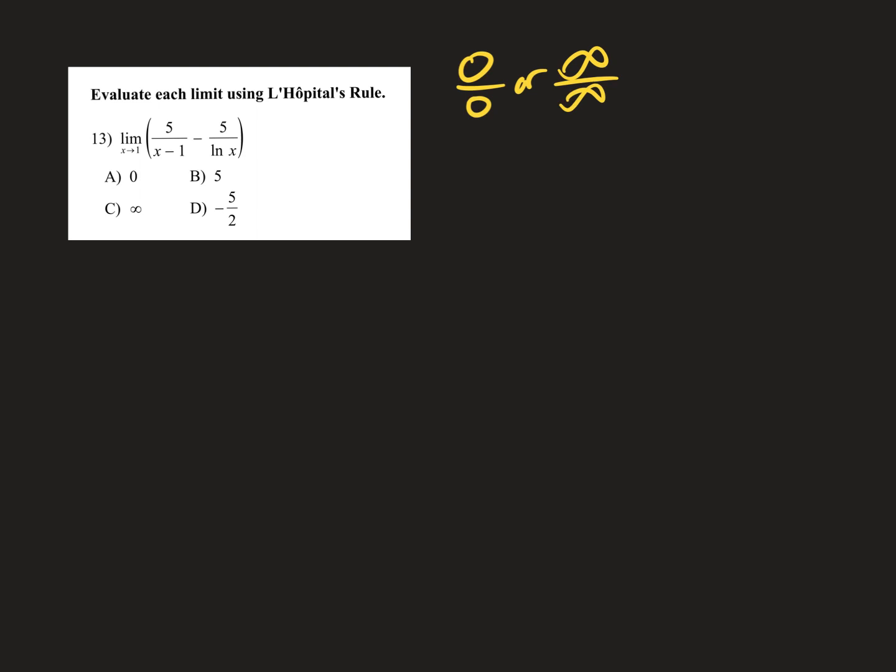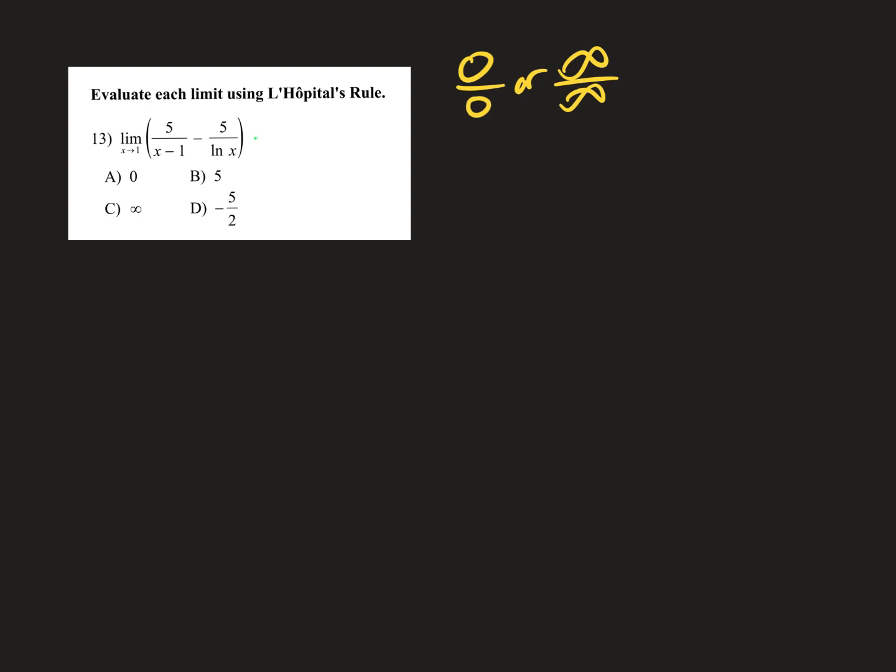On this one, if you plug it right in, you do not get that. So if I plug it in as is, you would get 5 over 0. Natural log of 1 is 0. So that's not really indeterminate because we have some value over 0. So we can't use L'Hopital's yet. What we need to do is rewrite this in some way so that we can use L'Hopital's.